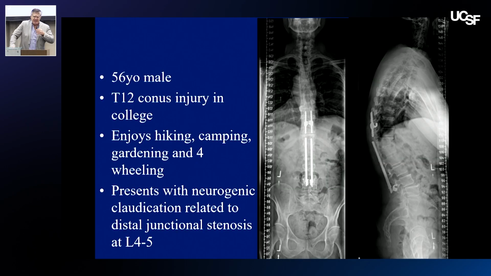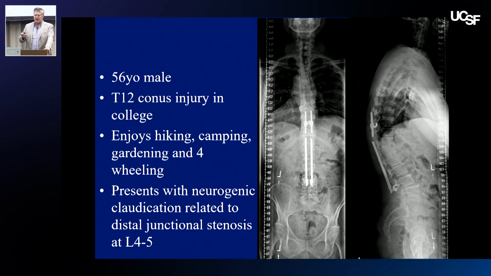Here's another patient, a 56-year-old male. He got injured in college. He went to school in Maine and flipped backwards over a balcony drinking beers and had a conus injury when he was in college. But he's very functional, hiking, camping, gardening, and he does a lot of four-wheeling. So he's got this pickup truck that comes up to my chest to get into. And so mobility at the lumbosacral junction is important for him.